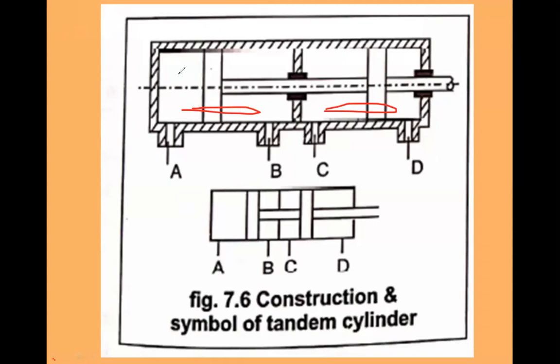For the first cylinder, inlet port is A and outlet port is B. And for the second cylinder, port C is your inlet and port D is your outlet. So each cylinder has its own inlet and outlet ports, but they cannot operate independently of each other. Both the cylinders operate depending on each other.